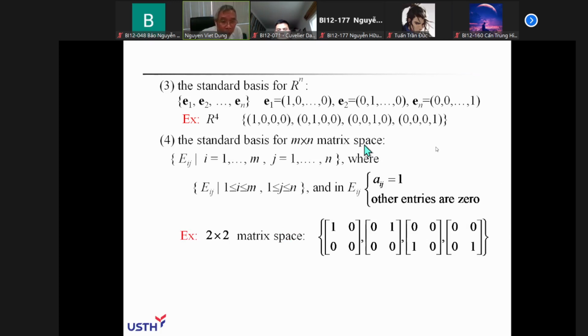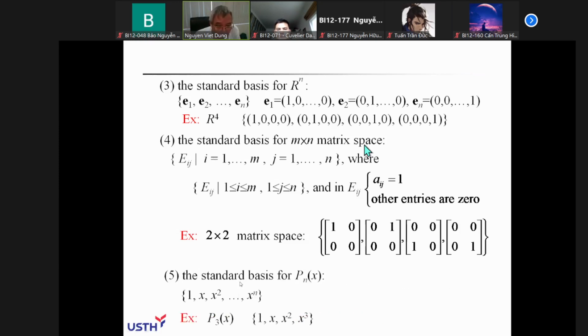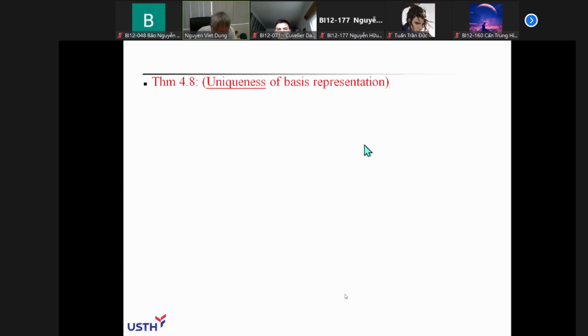And next, we have a standard basis for the m by n matrix space. It consists of those matrices E_ij, with i going from 1 to m, j from 1 to n. And E_ij is a matrix having entry a_ij equal to 1 and the other entries equal to 0. We have only one entry to be 1 and all the others are 0. For example, for the 2 by 2 matrix space, we have 4 matrices like that. They are a basis for M2 by 2. That is named the standard basis for m by n matrices. Similarly, the standard basis for Pn is 1, x, x square, up to x to the power n.